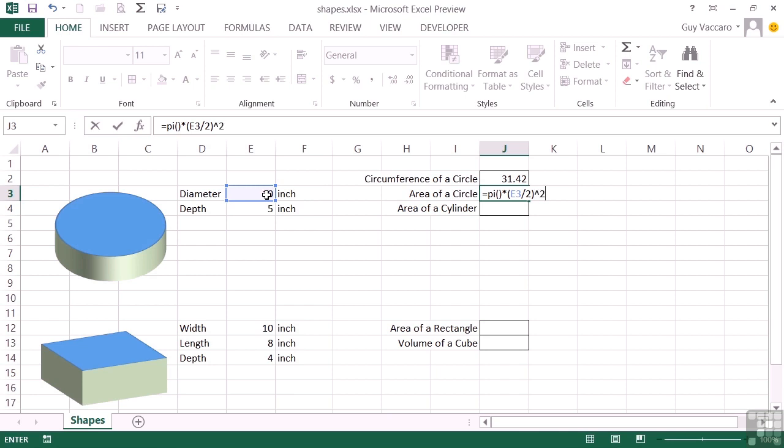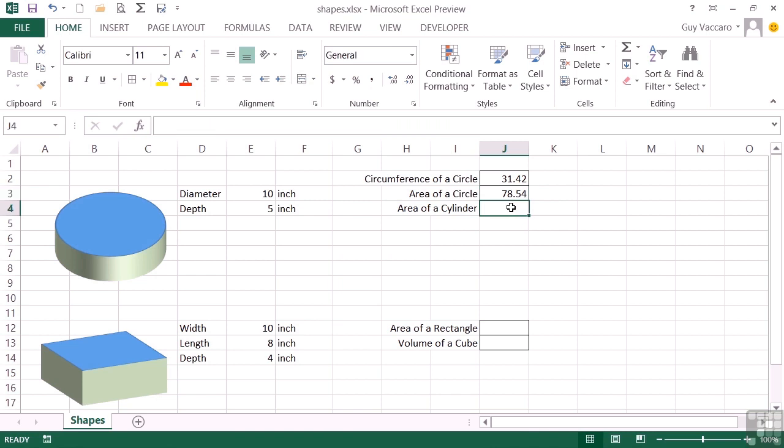So squaring it. Now the reason for the brackets is because of BODMAS, which we covered during the introductory level, but effectively the power operator is higher up the hierarchy list than divide. So without the brackets, it would actually do 2 to the power of 2 before it did the E3 divided by, and you would get a different result. So the brackets are vital here. This is going to take our diameter, divide it by 2 to get the radius, square that, and then multiply that by pi. So the area of our circle is actually 78.53982. Again, let's just format that to 2 decimal places.